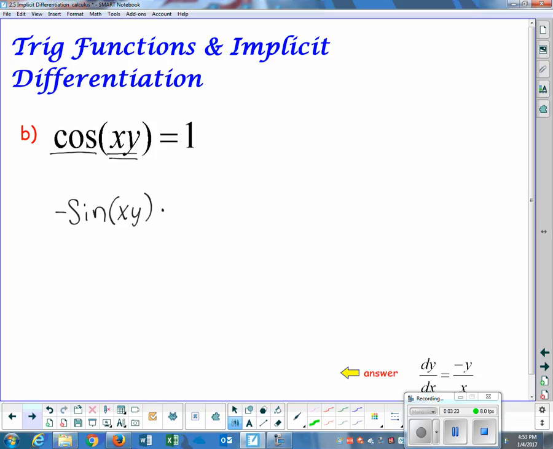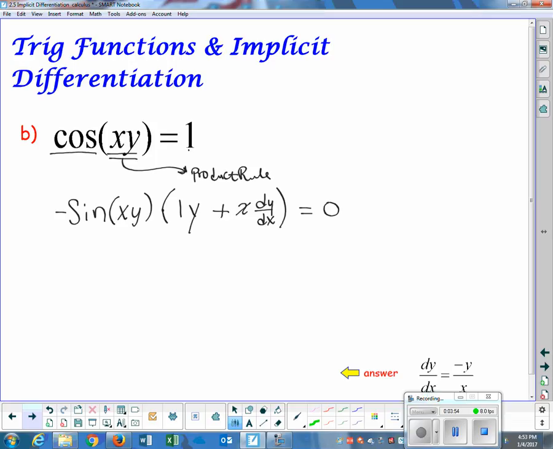So now I'm into product rule, right? Product rule, derivative of the first. So this is going to be by multiplying, and I'm going to have derivative of the first, which is 1, times the second, plus derivative of the second is a dy dx, multiplied by the first, which is x. I'm going to throw that in front. On the right side of my equation, the derivative of 1 becomes 0.